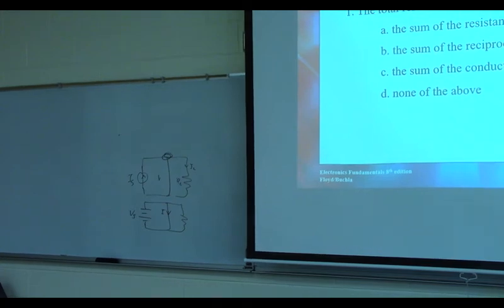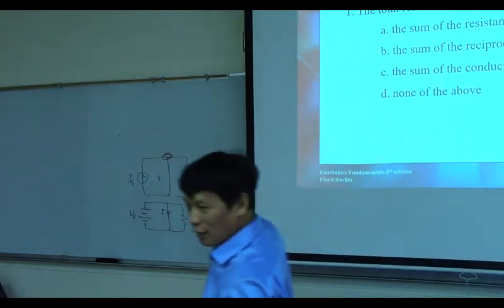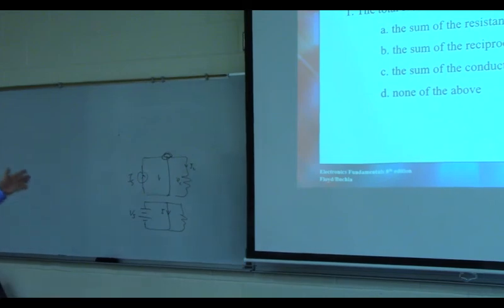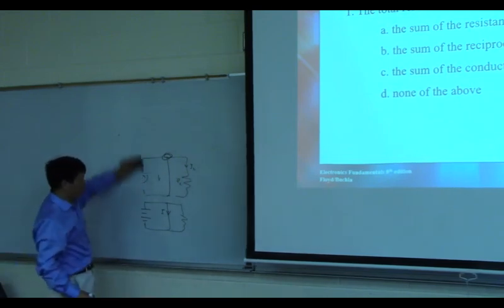So C is good? No. B is. It's A. No, it's B. Who says B? It's A. Okay, can you explain? Because it's in parallel, that means you've got to use the reciprocal when you're doing the formula. Okay, let me write this sentence in formula, and you explain this.